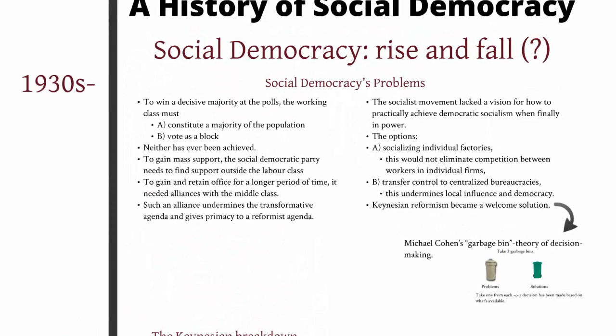So starting with the 1930s, this is really the time of social democracy's rise, because it starts winning elections. Social democratic parties in different parts of the democratic world are starting to really win elections and come to power and form governments. But even then, I've added here social democracy's problems, because even in success, there are problems, and this is really tapping into Przeworski's analysis of social democracy.